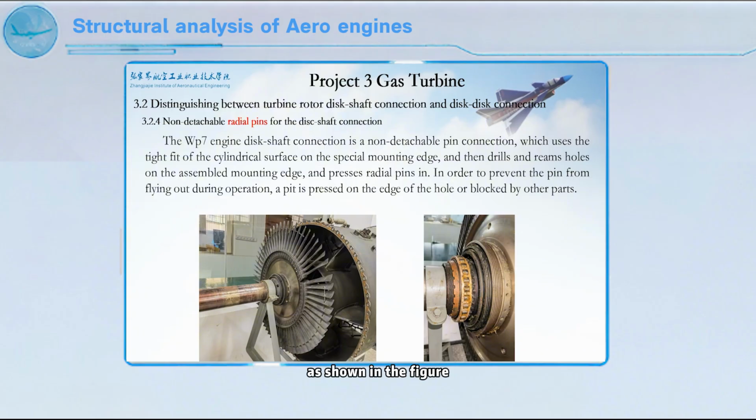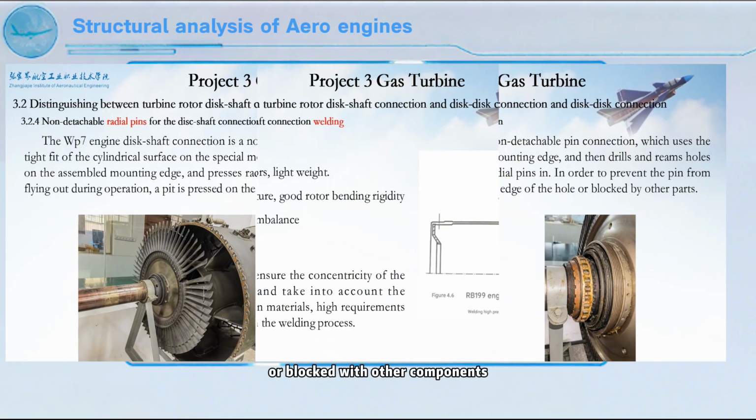As shown in the figure, the WP7 engine disc shaft connection is a typical non-detachable pin connection. They utilize a tight fit on the cylindrical surface of a specially designed mounting edge. Holes are then drilled and reamed through the assembled mounting edge, and radial pins are pressed in. To prevent the pins from flying out during operation, the holes are indented or blocked with other components.